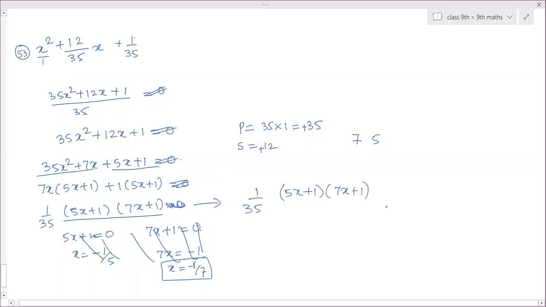Quadratic equations I'm solving in 10th though, so that is the confusion. 10th also the same chapter is going on. Should we write this? Yes, write this down. 10th also exactly the same questions are going on. So therefore this confusion.